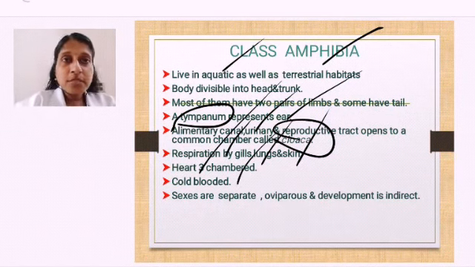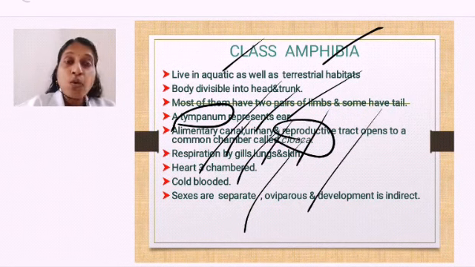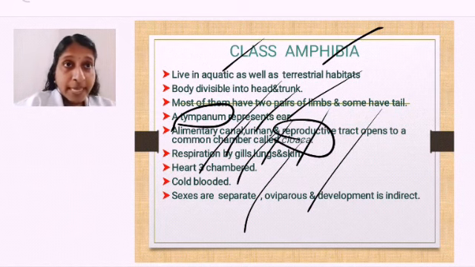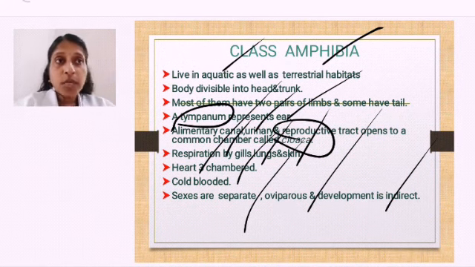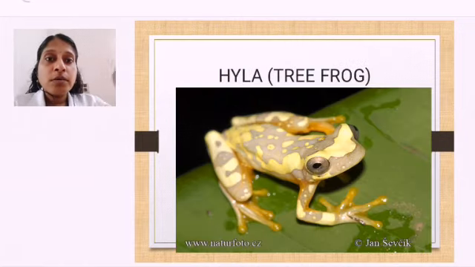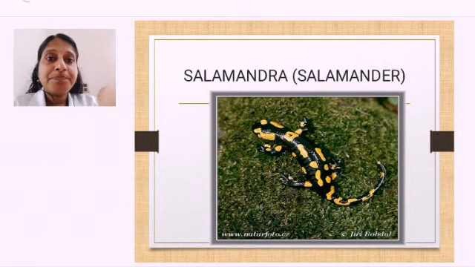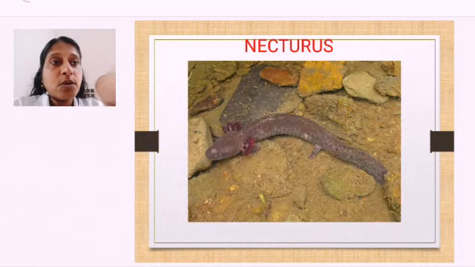Heart is three-chambered, two auricles and one ventricle. Cold-blooded animals, temperature changes with the surrounding temperature, and sexes are separate, that is male and female are different. They are oviparous, which means first they lay eggs and thereafter the baby hatches out. Development is indirect, which means metamorphosis is present, which means the larva is not like an adult. Okay, that is regarding your Amphibia. These are all examples of what? The frogs, salamander, okay, limbless amphibians, right?